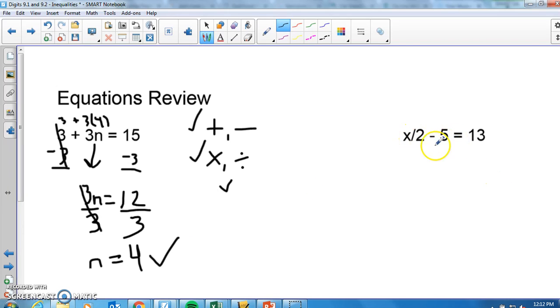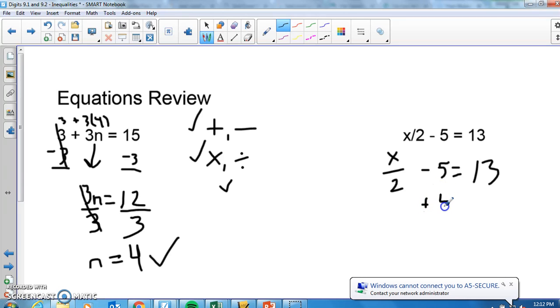I'm going to rewrite this x over 2. So instead of saying x divided by 2 the way it's written in the problem, I'm going to just write it as x over 2. So x over 2, which means division, x divided by 2 minus 5 equals 13. I'm going to go through the same steps. I have addition and subtraction, so I have a minus 5. The inverse of a minus or negative 5 is a plus 5 or positive 5. So I always have to use the inverse operations.